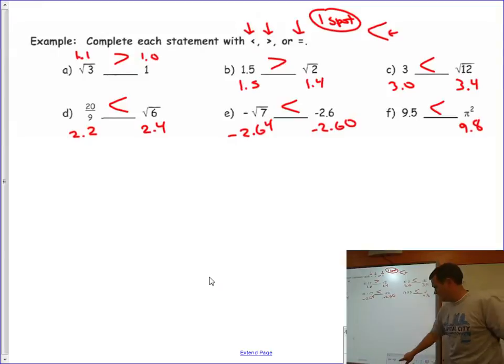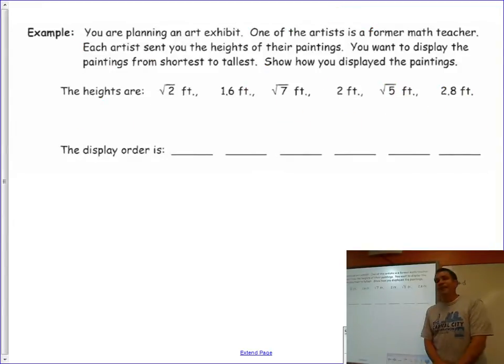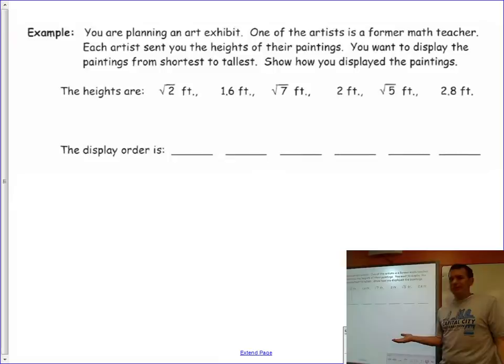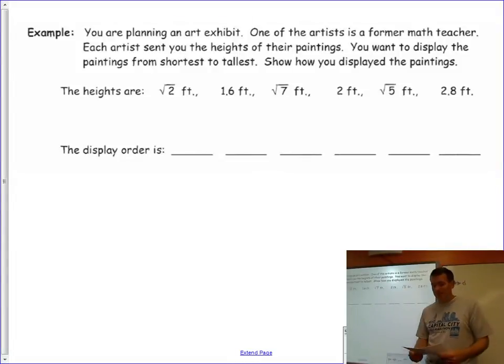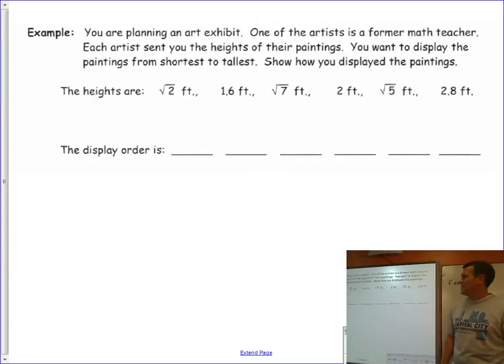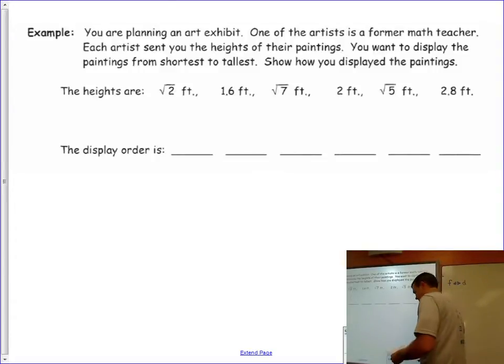Let me just show you a couple more things. You'll have a problem like this on your assignment. You are planning an art exhibit. One of the artists, of course, is a former math teacher, because math teachers are known as great artists. Each artist sent you the heights of their paintings. You want to display the paintings from shortest to tallest. So let's see. I need to take these numbers and put them in order from smallest to biggest. Again, I think I'm going to type them each into my calculator and go one decimal place.